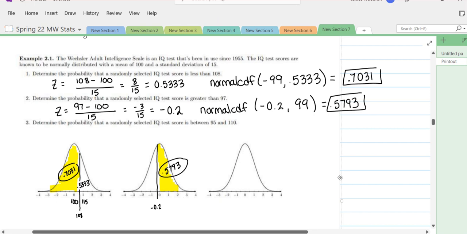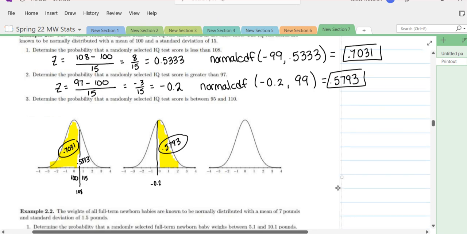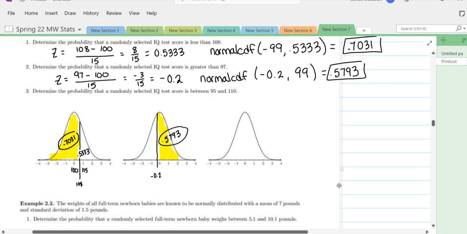Determine the probability that a randomly selected IQ test score is between 95 and 110. If it's between two values, we want to find the z-score for both values. Start with the 95, the lower value. The z-score is 95 minus the mean of 100, over 15. So negative 5 over 15, which is negative 1/3, so negative 0.3333. That's this first value, so probably about right here.